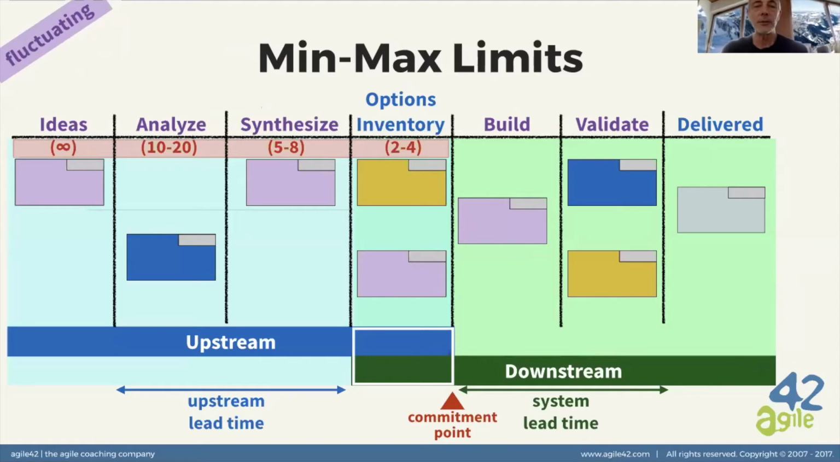While the concept of max limits, I think, is very easy to understand for everyone, you see in this board, in the upstream part, that there are also min limits. Analyzed, for instance, has a minimum of 10 items and a maximum of 20. We use minimum limits to avoid starvation. And this is especially true in the options inventory column. You see the minimum is 2. And whenever we reach that lower limit, that's a signal, it's an order point to make sure that new projects, new options arrive from the upstream process.